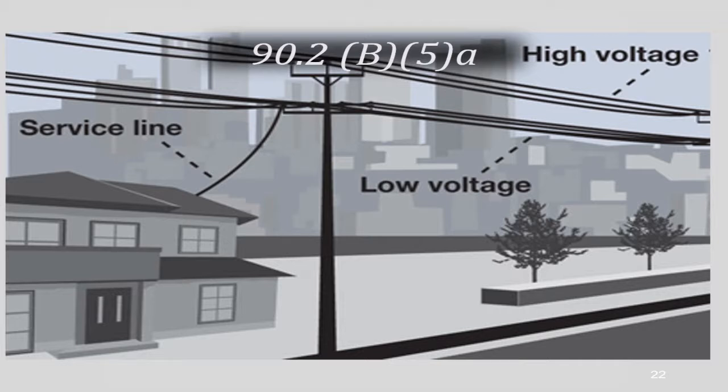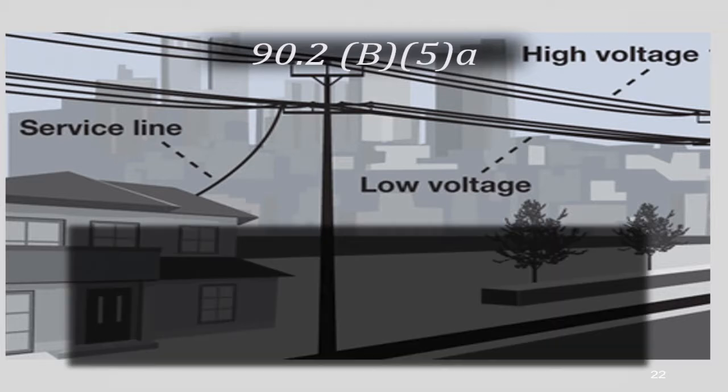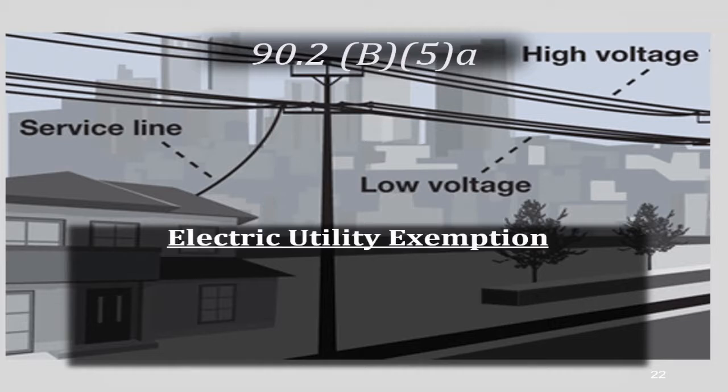90.2(B)(5)(a). Exemptions include service drops and lateral conductors if they're under exclusive control of the power utility. Now, I once heard a story while doing a class. We're sitting in class and a gentleman says, well, how do I know where they stop, meaning the power utility, and we begin, meaning the private contractor, when we're doing our service work or even new installation work?